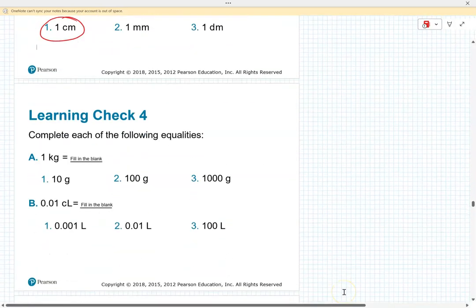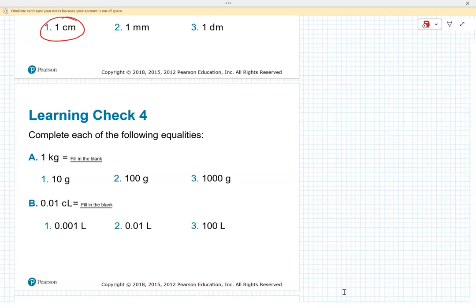1 kilogram. How many grams? Kilo is 1,000. This is one of my favorite examples.